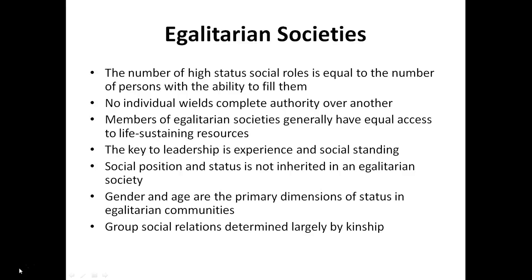In egalitarian societies, the number of high-status social roles is equal to the number of people that have the ability to fill them. No individual wields complete authority over another, and all members of these societies generally have equal access to life-sustaining resources. The key to leadership is experience and social standing. Social position and status are not inherited, and the primary dimensions of status, what differentiates people, is gender and age, and the experience that comes with age. Group social relations in egalitarian societies are largely determined by kinship.